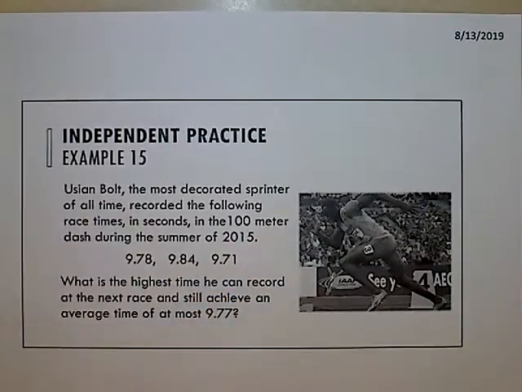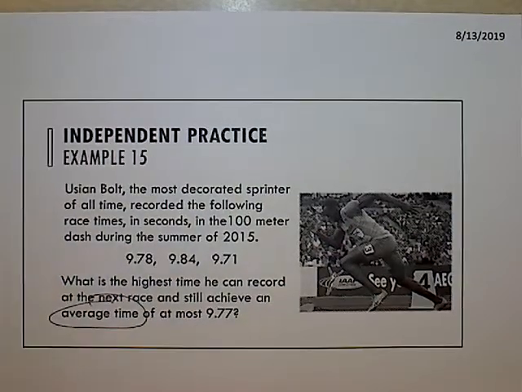Number 15. Usain Bolt, once the fastest man in the world, and the most decorated sprinter of all time, recorded the following race times in seconds during the 100-meter dash in the summer of 2015. What is the highest time he can record in the next race and still achieve an average of at most 9.77? So there's a couple complexities here.